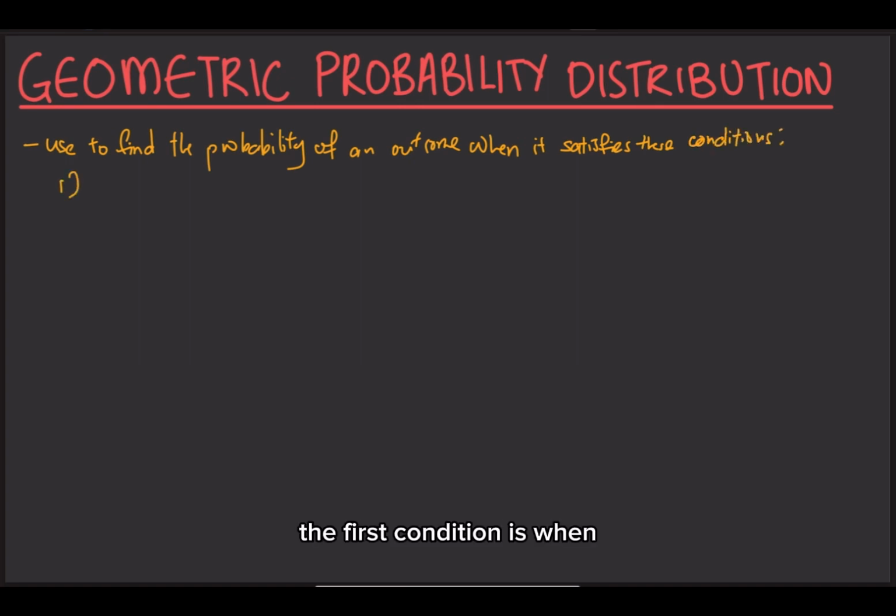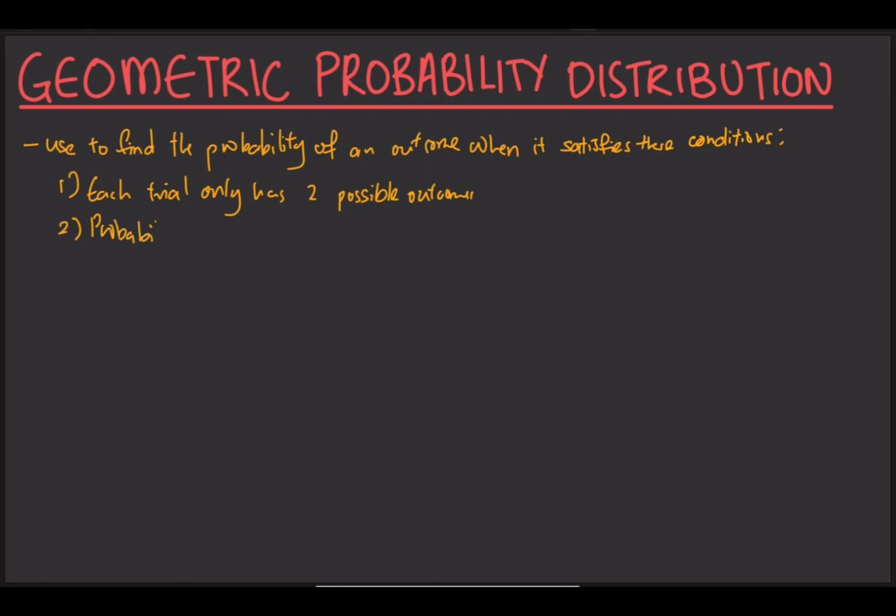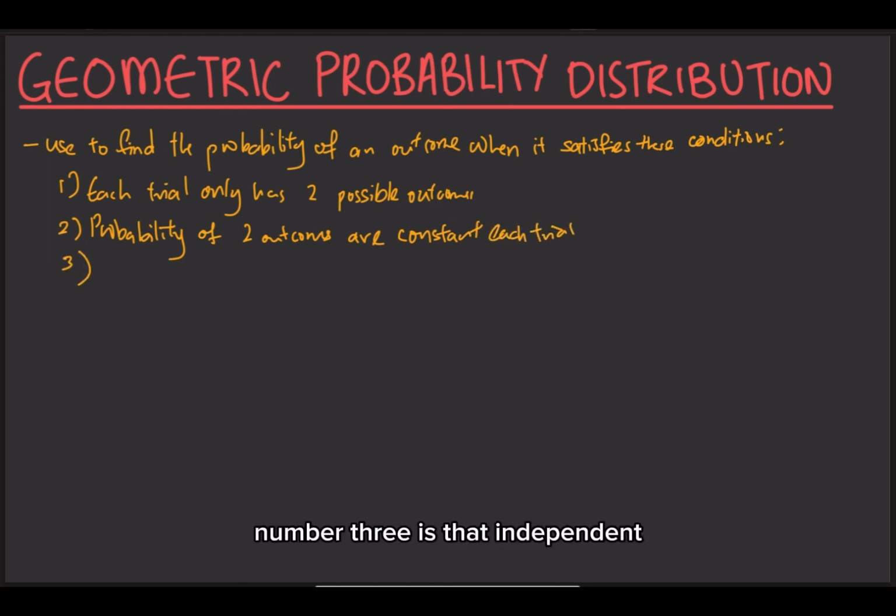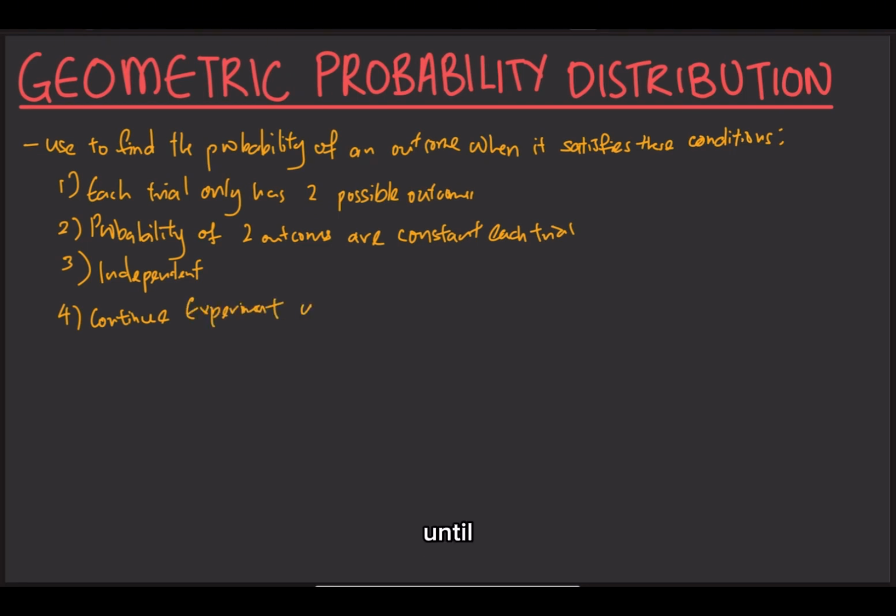The first condition is when each trial only has two possible outcomes. Number two, the probabilities of the two outcomes are constant in each trial. Number 3 is that they're independent, and number 4 is that we continue the experiment until a success is obtained.